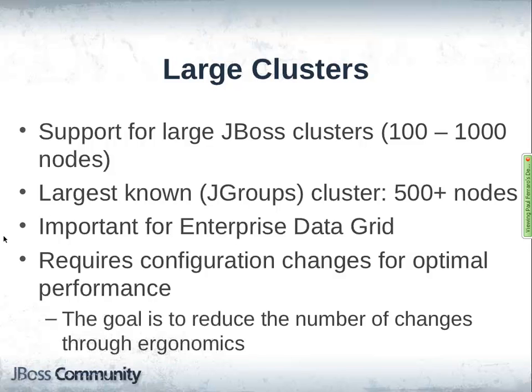Okay, however, the largest known JGroups cluster that I've personally seen is 536 nodes. So I think we're on a good path to actually reaching 1,000 nodes. This is very important for the enterprise data grid. This is the Infinispan product, which is basically a distributed grid, a data grid.